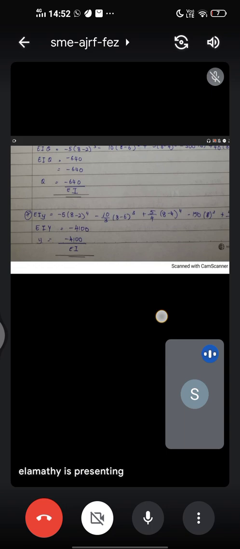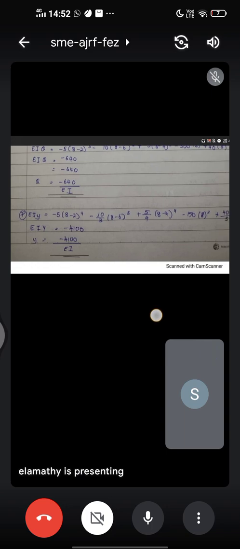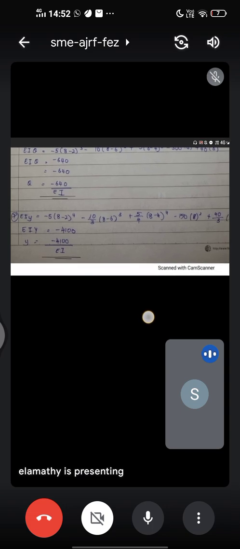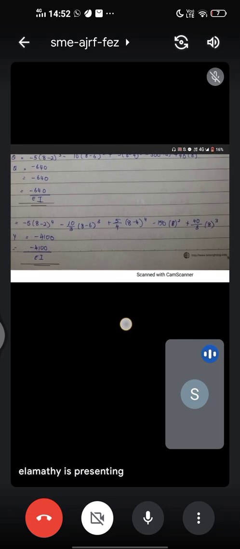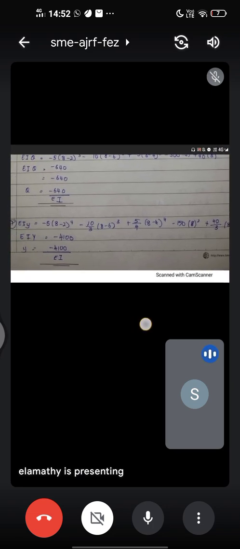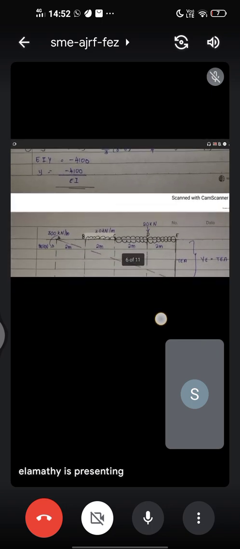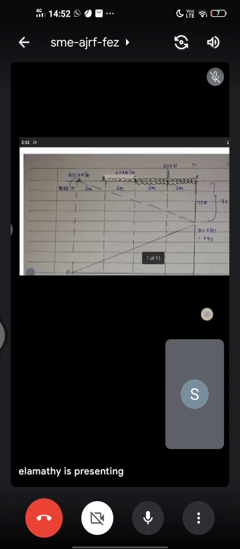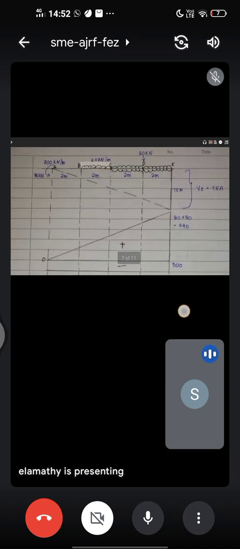This is step number 7. EI y equals to, so we will minus off some numbers which follow the diagram and the previous equation, and we will substitute it. After that we have to simplify everything, which equals negative 4100 over EI. This is the diagram I have drawn.